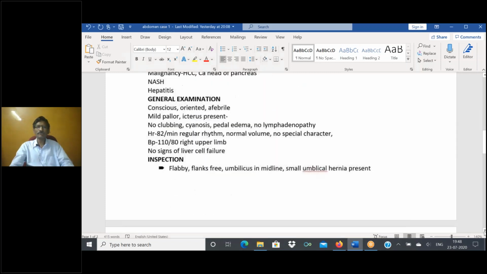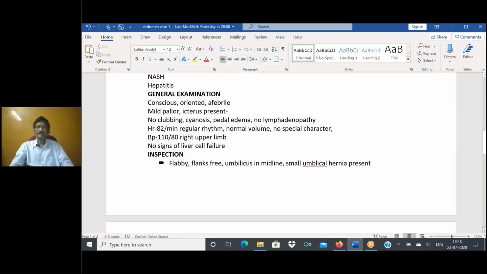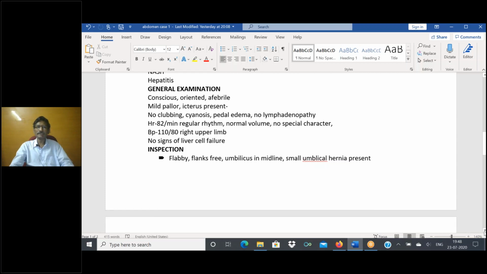So conscious, oriented, afebrile, mild pallor is there, icterus is present, no clubbing, cyanosis, pedal edema, lymphadenopathy. Okay. See, always elaborate the pulse properly. Don't go for any compromise there. Though it's an abdomen, you elaborate it properly. Blood pressure, no signs of liver failure.